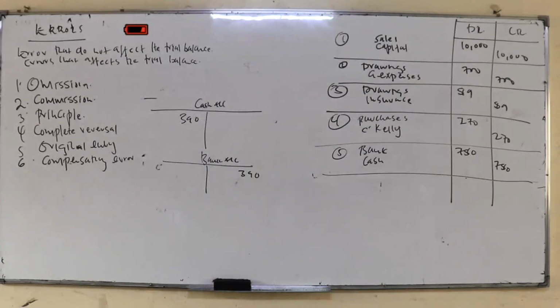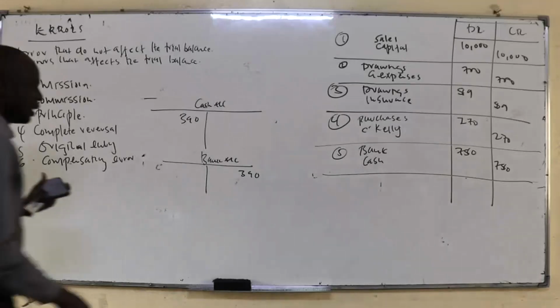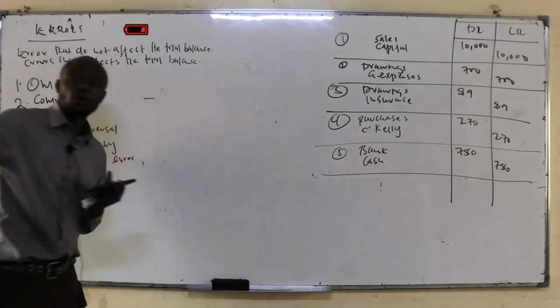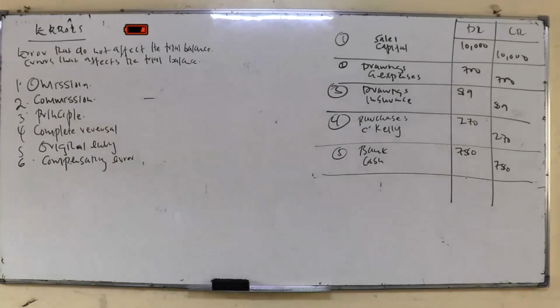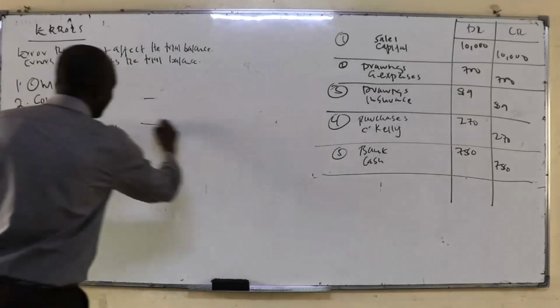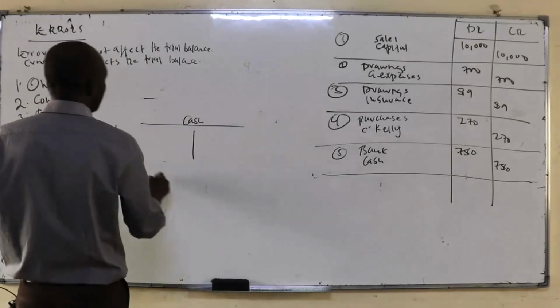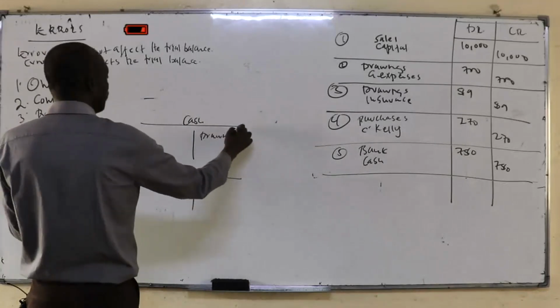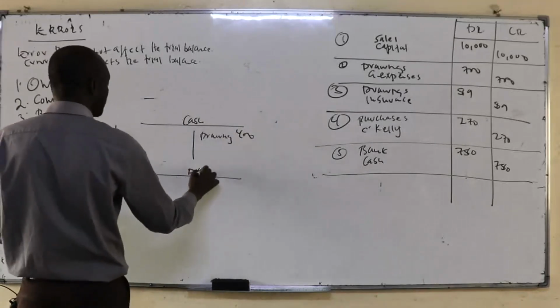Is it F? Cash drawings of 400 had been credited to the bank column of the cash book. Cash drawings, isn't it? So when you withdraw cash, you have taken cash for your own personal use. What is a double entry? You're supposed to credit cash. So you're supposed to have said here drawings, isn't it? How much? 400, isn't it? This is drawing. How much?